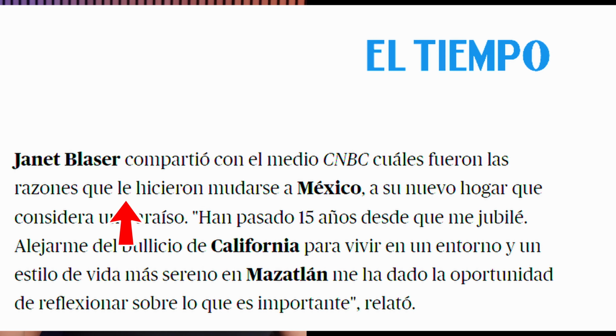And after I heard that explanation, I started reading some examples. I'm like, yeah, it really does. Let's take a look at some examples. Janet Blazer compartió con el medio C en el BC. ¿Cuáles fueron las razones por le hicieron mudarse a México? We have right in there that le is referring to her, the reasons that made her move to Mexico.